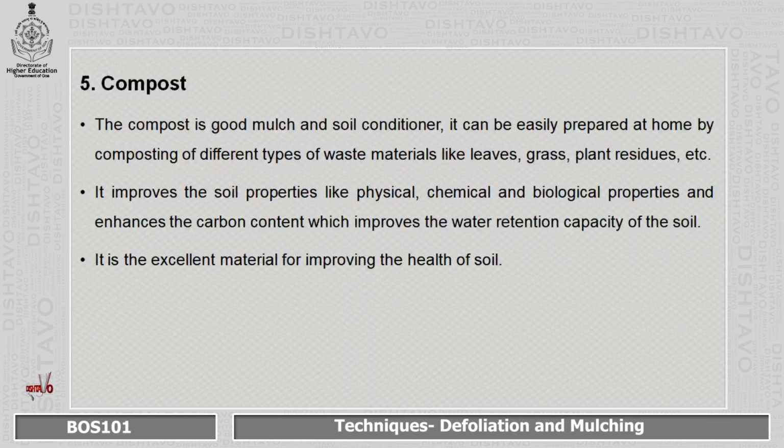Next is compost. The compost is a good mulch and soil conditioner. It can be easily prepared at home by composting different types of waste materials like leaves, grass, plant residues, etc. It improves the soil properties like physical, chemical and biological properties and enhances the carbon content, which in turn improves the water retention capacity of the soil. It is an excellent material for improving the health of soil.